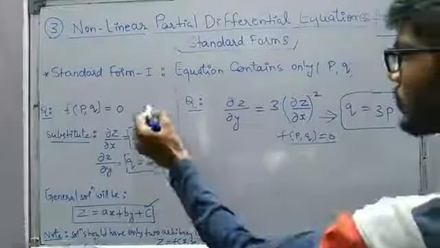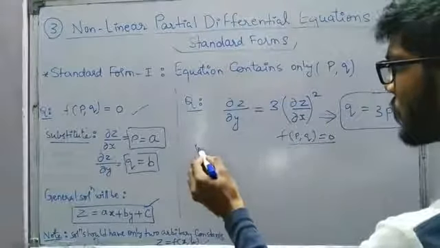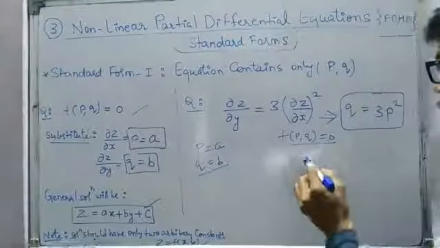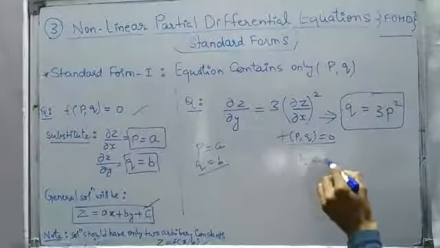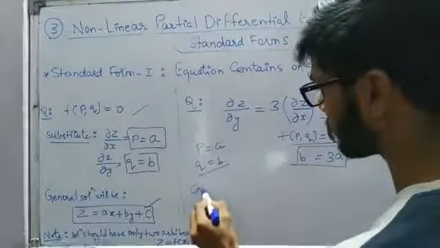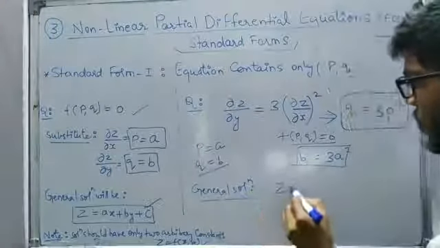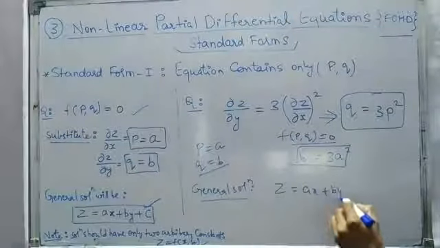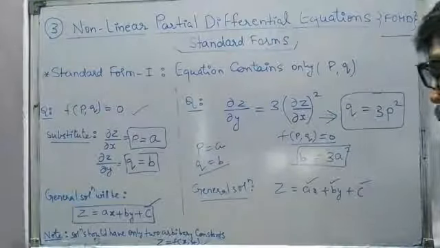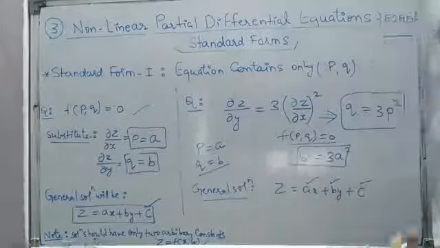So we are given the question f(p, q) = 0. So we have to substitute p = a and q = b. So substitute q = b and p = a. So we have the expression as b, and directly we have to write the general solution. So the general solution will be z = ax + by + c. But as I said, we should have only two arbitrary constants, but we have a, b and c. So either one of the three we'll have to eliminate.